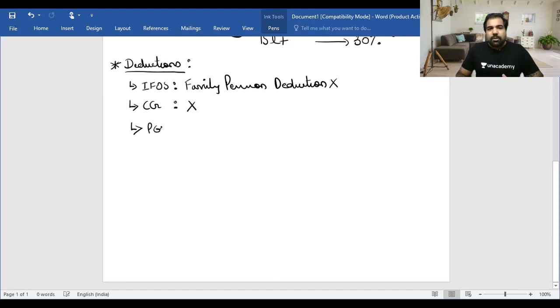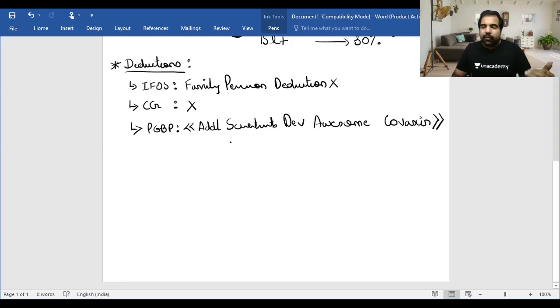Let's move to the next one, which is PGBP. Guys, in PGBP there are a couple of changes, and hence I have a small shortcut to remember those deductions. In PGBP, what is not allowed is given in a shortcut called Additional Scientists Developed Awesome Covaxin. Since we are in COVID season, I've given it a COVID touch here. It's a great vaccine which everyone's taking. These are the things that you will not get in PGBP.